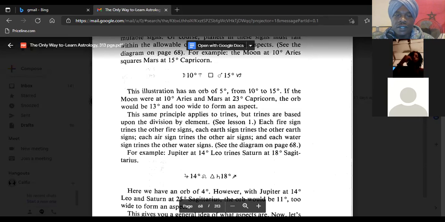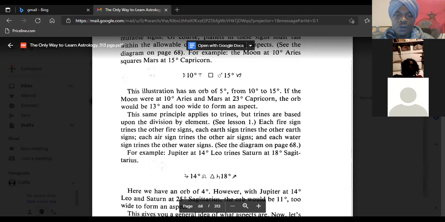This illustration has an orb of 5 degrees, from 10 degrees to 15 degrees. If the moon were at 10 degrees Aries and Mars at 23 degrees Capricorn, the orb would be 13 degrees and too wide to form an aspect.